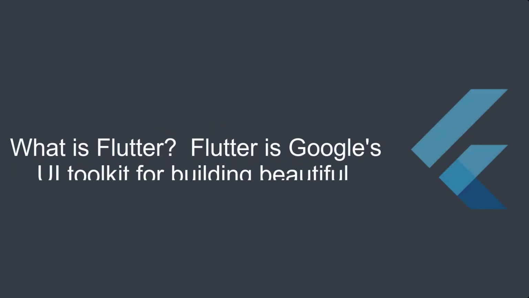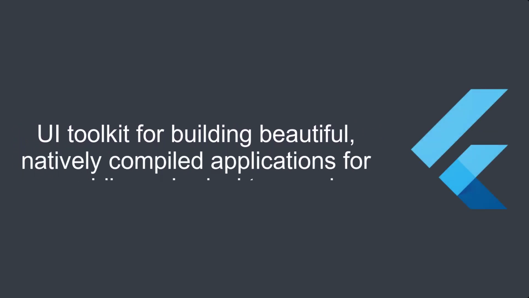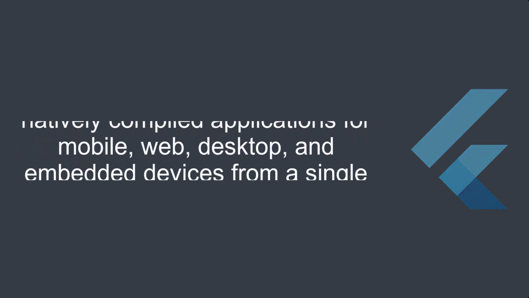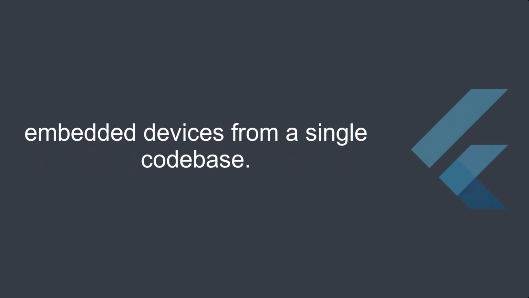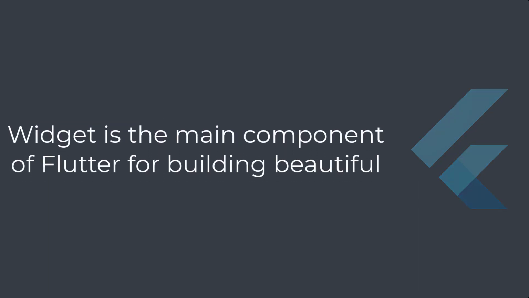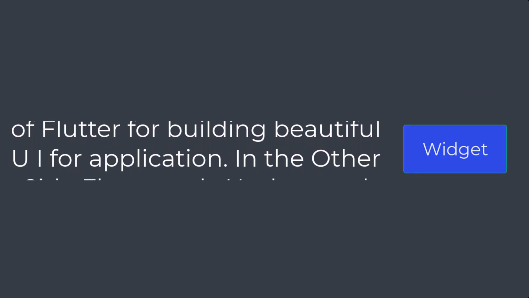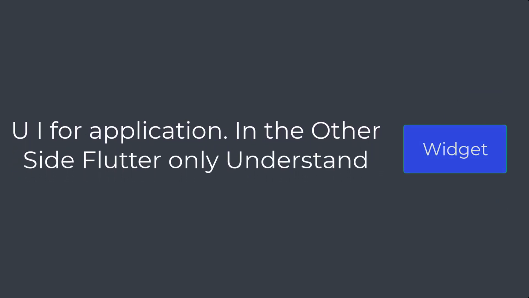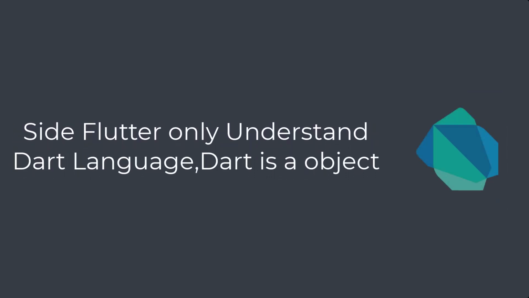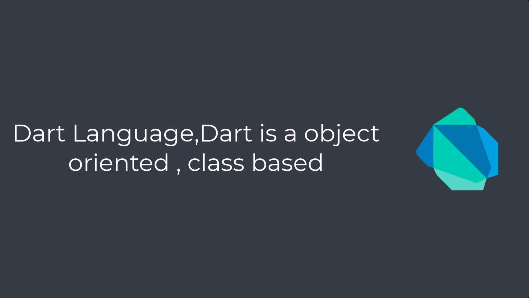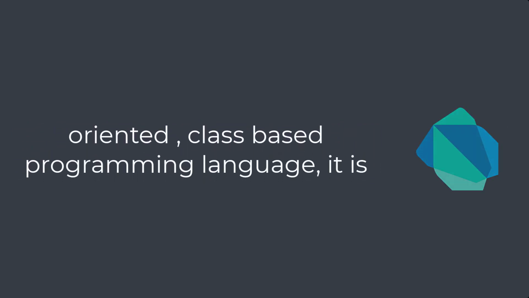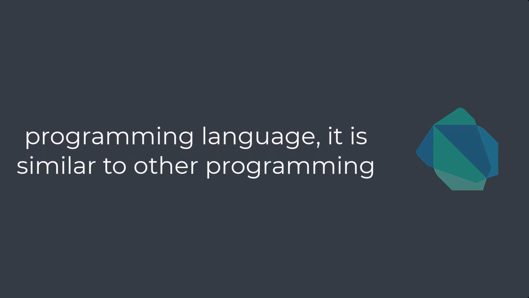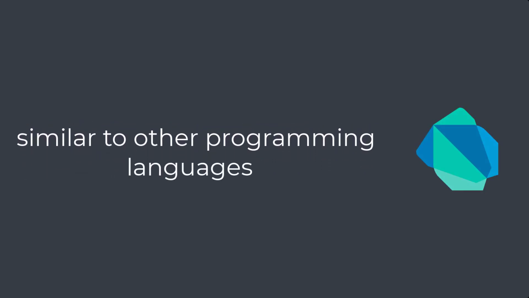Flutter is Google's UI toolkit for building beautiful, natively compiled applications for mobile, web, desktop, and embedded devices from a single codebase. Widget is the main component of Flutter for building beautiful UI for an application. And on the other side, Flutter only understands the Dart language. Dart is an object-oriented, class-based programming language, which is similar to other programming languages.